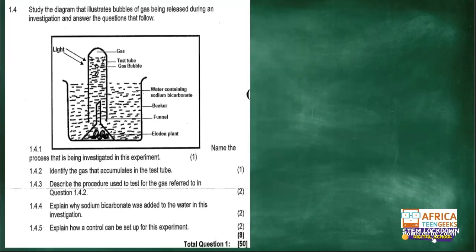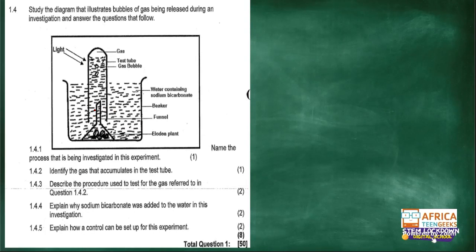Next question here. Question 1.4. Study the diagram that illustrates bubbles of gas being released during an investigation and answer the questions that follow. So what is this investigation over here? You've got your beaker. Inside your beaker, there's water containing sodium bicarbonate. Then there's your funnel, and there's the Elodea plant in the funnel.